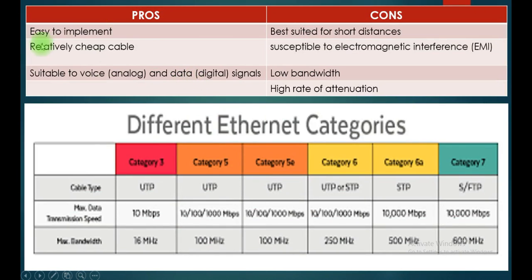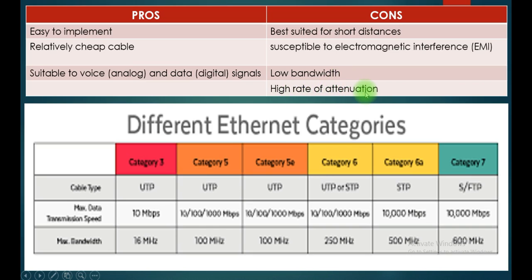Now, in terms of pros and cons, the twisted pair is easy to implement. It is relatively cheap, as I mentioned before, and as we would have seen over the many years, it is used for both voice and data transmission. In terms of cons, it is more suited for use over short distances. It is susceptible to EMI, that's electromagnetic interference. Remember when I mentioned the shielded twisted pair? The shielding is really to reduce this EMI. The throughput, the bandwidth, is pretty low, and there's a high rate of attenuation.